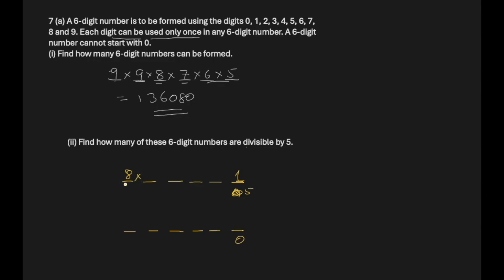Now, one number has been used here, one number has been used here. Now numbers including 0 can be used here, remaining 8 again. By the same logic, why we have 9 here. And then it will be times 7 times 6 times 5.